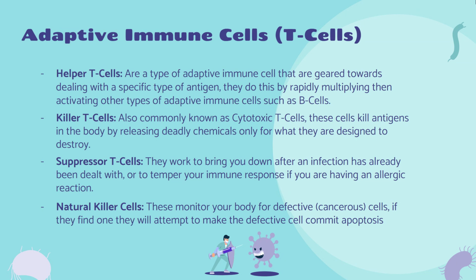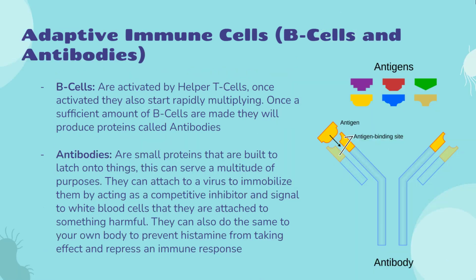These monitor your body for defective, cancerous cells. If they find them, they'll attempt to make the defective cell commit apoptosis. Apoptosis is just sort of a controlled suicide. So if they detect anything's wrong with one of your cells, they will gently ask it to kill itself before it multiplies and creates a real cancerous tumor.